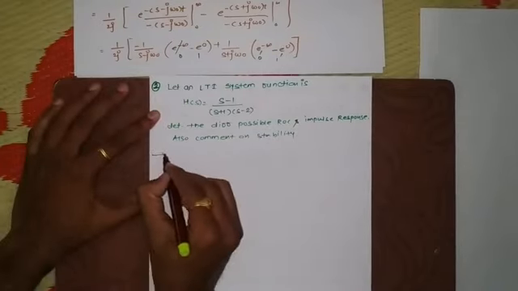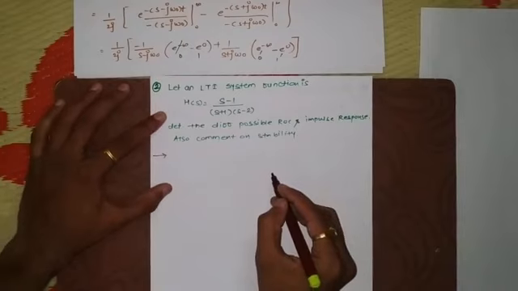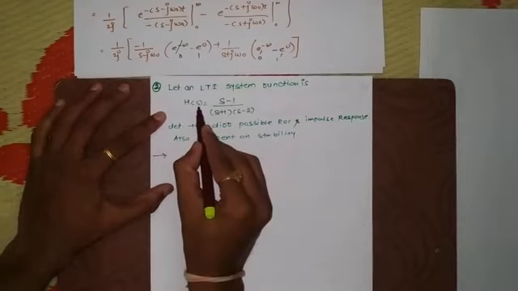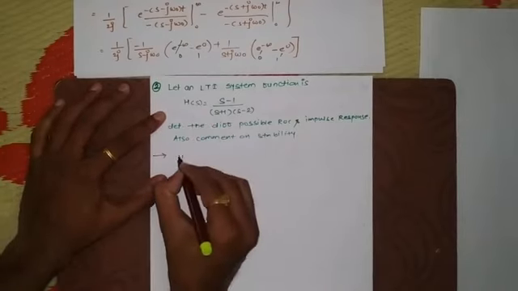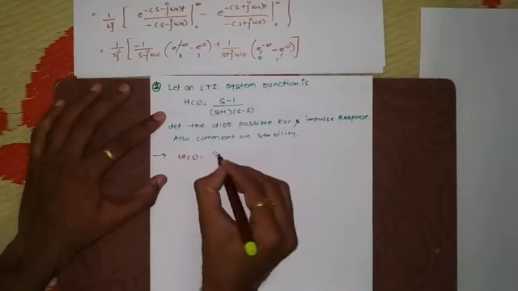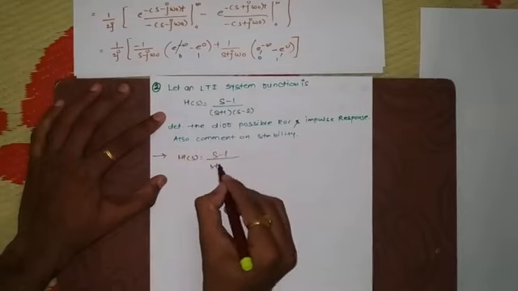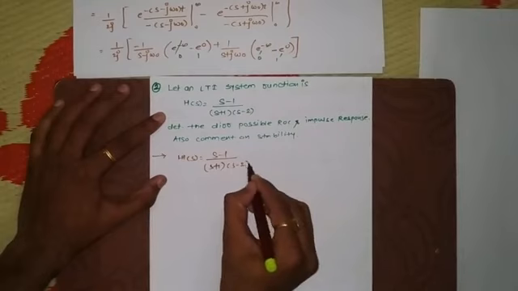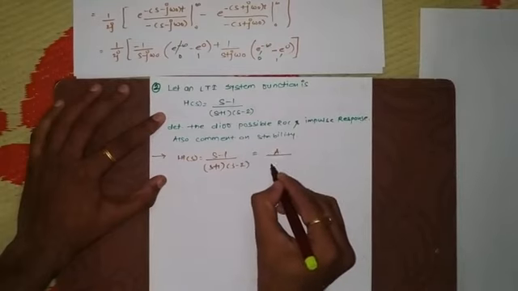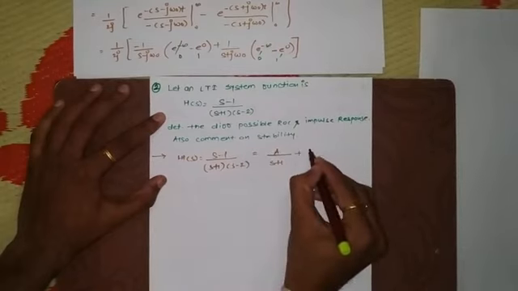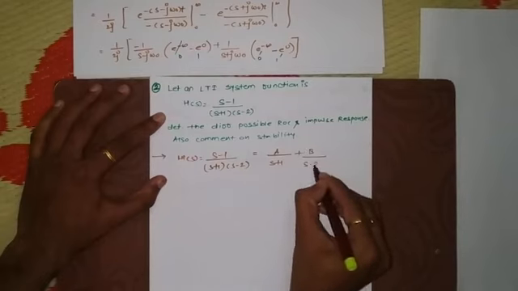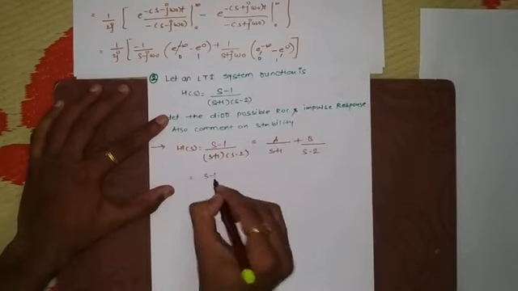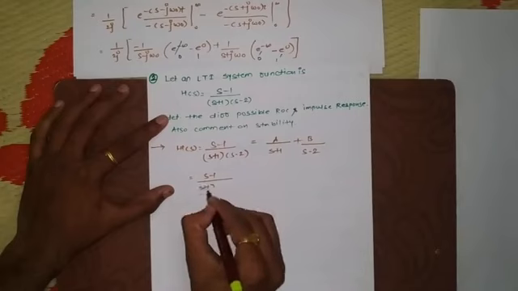Now to determine the different possible ROCs, first we'll try to find its inverse Laplace transform by partial fraction expansion. So we'll write (s minus 1) upon (s plus 1) into (s minus 2) equals A by (s plus 1) plus B upon (s minus 2). So we'll get the denominator as it is.